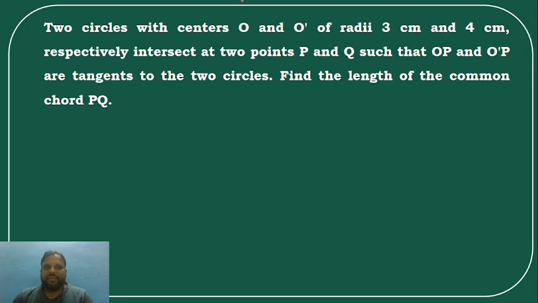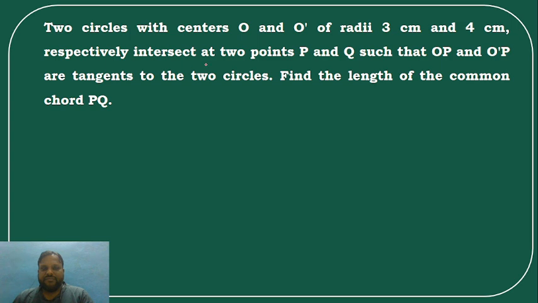Two circles with centers O and O dash of radii 3 centimeters and 4 centimeters respectively intersect at 2 points P and Q such that OP and O dash P are the tangents to the two circles. Find the length of the common chord PQ. This is the question we have.